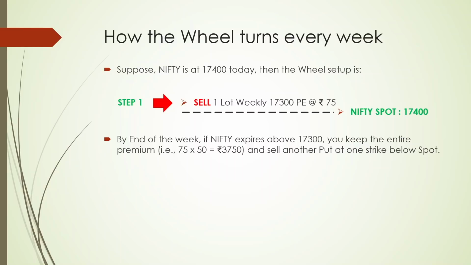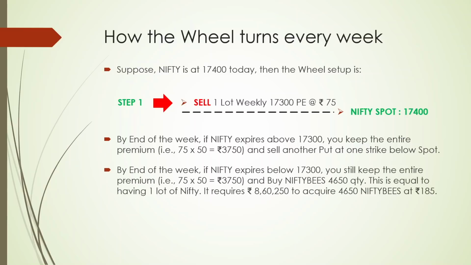If it is 17,500, sell 17,400, like that, okay? If by end of the week the Nifty expires below 17,300, like say the Nifty went and closed at 17,200, your loss on the put is 100 rupees because you sold at 17,300 and the market has gone to 17,200. But you are not returning the premium, right? You will still keep the premium with you, but you will give around 25 rupees back, okay? You keep the entire premium and buy Nifty Bees.